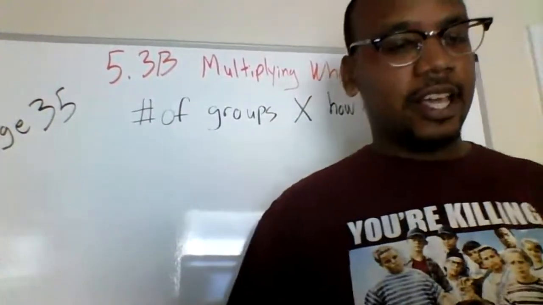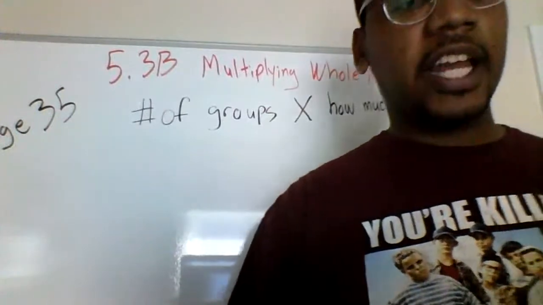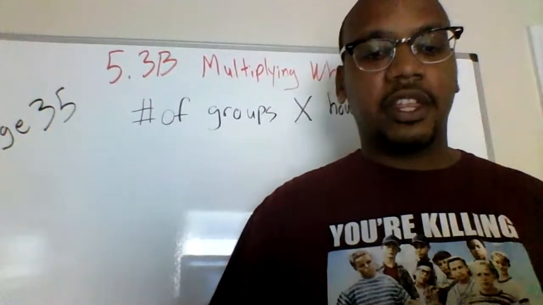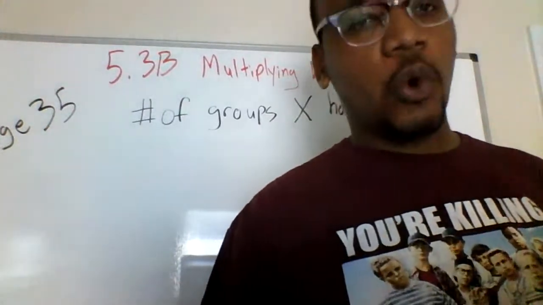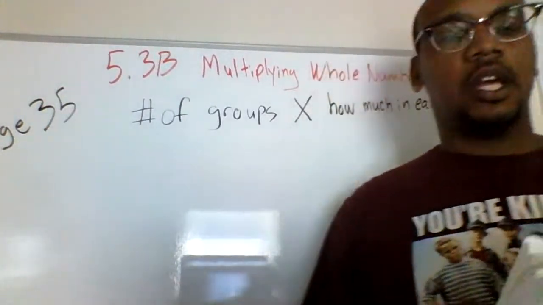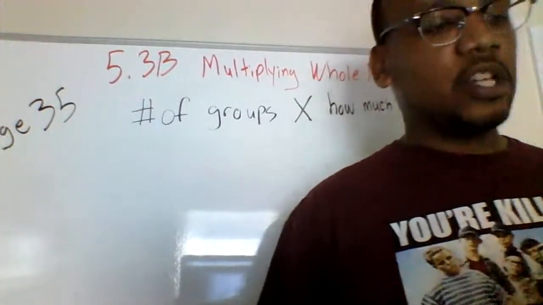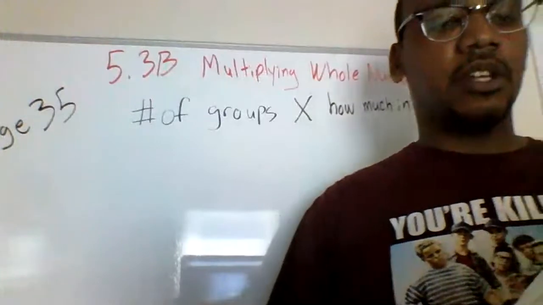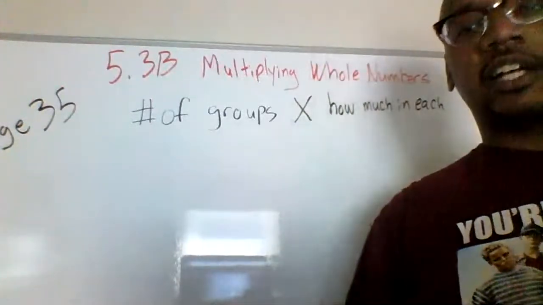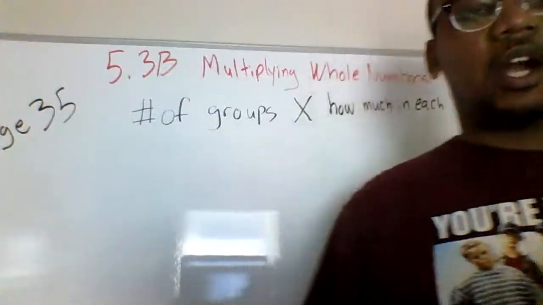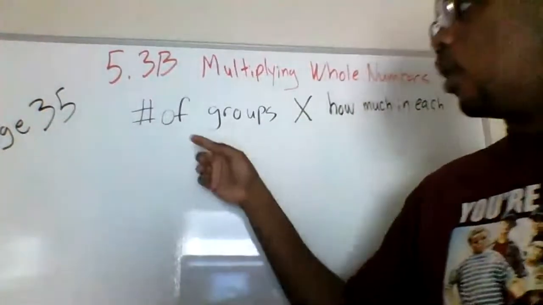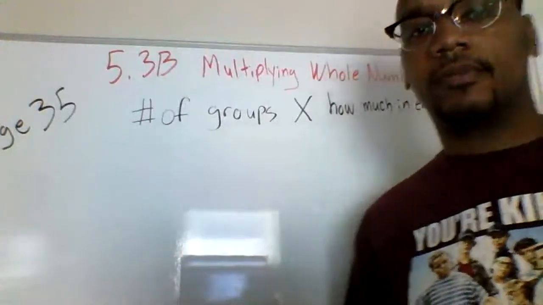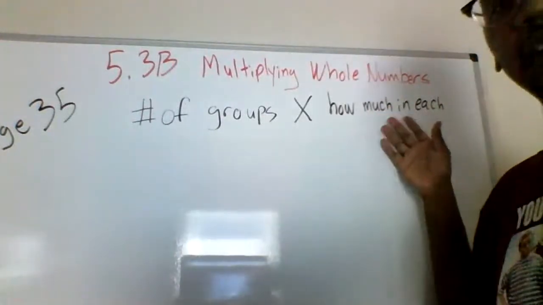For number 4, it says each student in a math class is making a 12 by 12 array with 144 square tiles. There are 23 students in the class. How many total tiles will the students need to make the arrays? All right. Again, one of the numbers in my multiplication problem is the number of groups I got. The other number is how much is in each one.